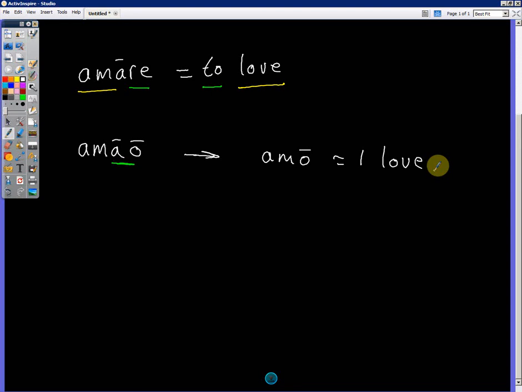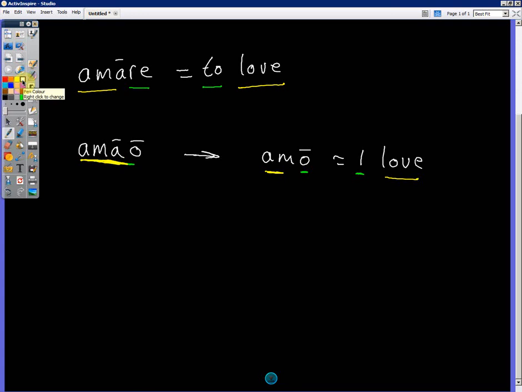Okay, it's the O here now. It's the O here that means I, and this time it's the am that means love. Okay, as I say, perhaps originally it was ama. It was this whole thing here, this whole ama that meant love. That's the stem. That's the root. Okay, but the A dropped out when it had an O after it. So amao is amo, I love.